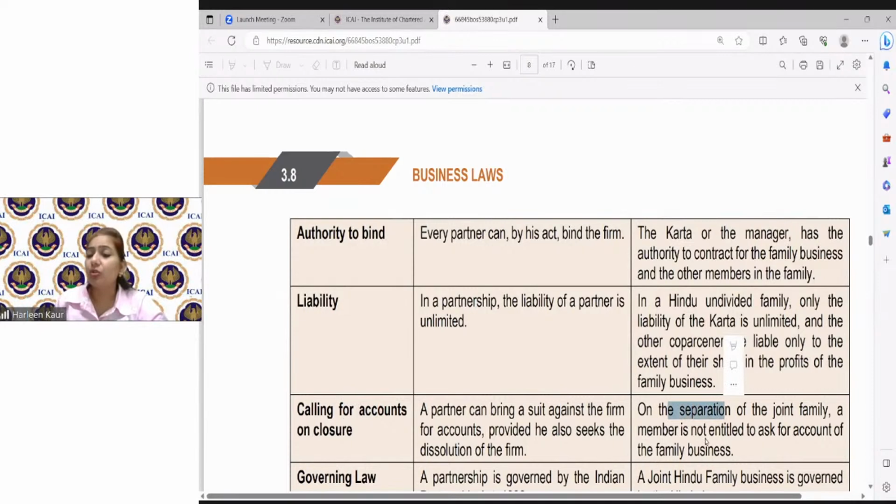Here, only on the separation of the joint family, a member is not entitled to ask for the accounts. It says if you are leaving the joint family business, you have no right. You cannot ask for the accounts of the firm.